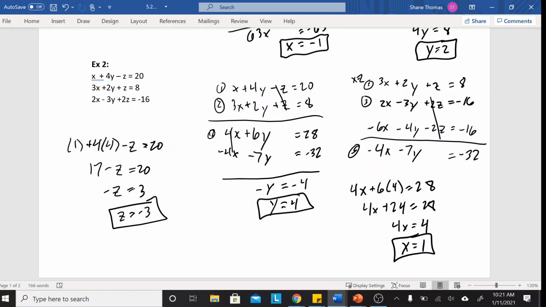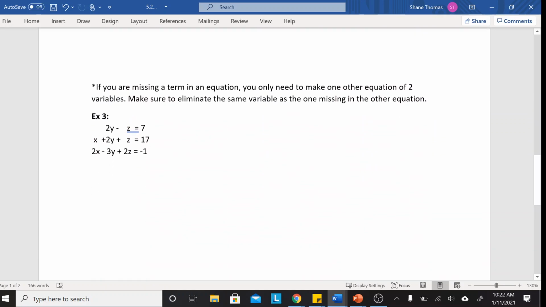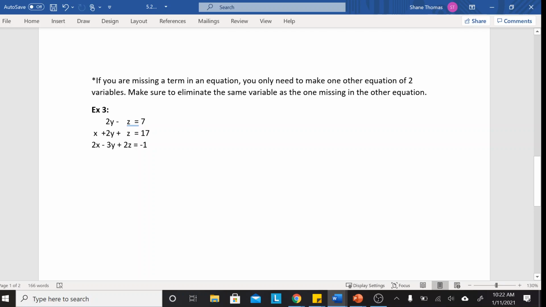All right, last one for the day. So what happens if I'm missing a variable somewhere along the way? Okay. Now, if I am missing a term in an equation, so looking here at example 3, I do not have an x term in the first equation. I got y and z, this one x, y, z, x, y, z. So I'm missing an x. So if you're missing a term in an equation, you only need to make one other equation of 2 variables. Make sure to eliminate the same variable as the one missing in the other equation.